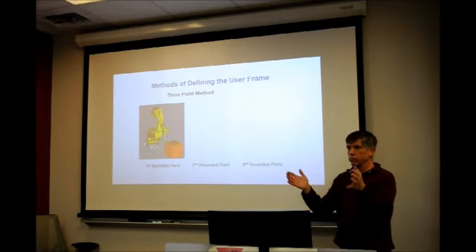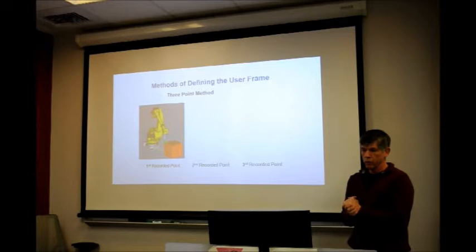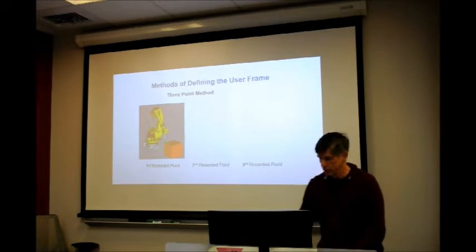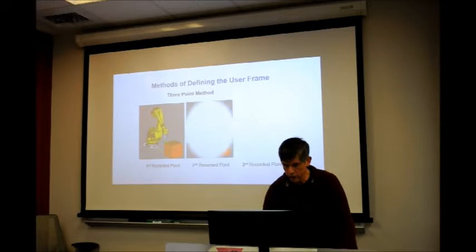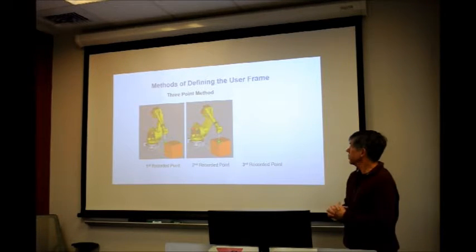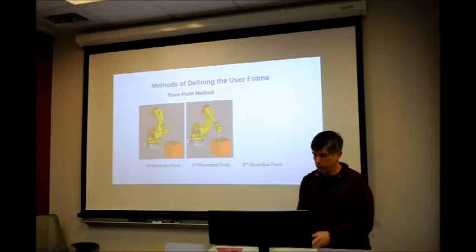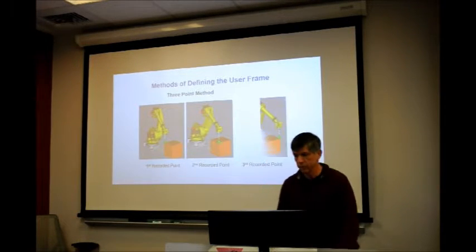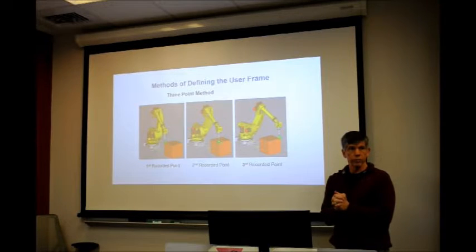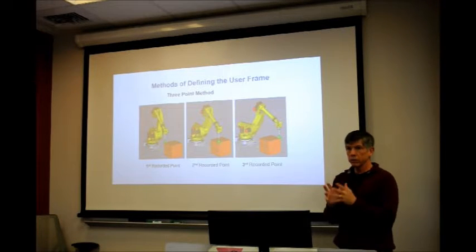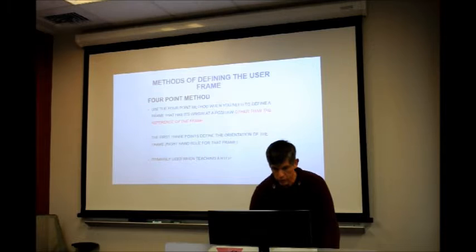So in a typical fixture, I would record the first point, which would be my origin in the user frame. And then I would jog it to my second point and record that. And then finally my third point I would record. Okay? I'm done. That's the 3-point method.